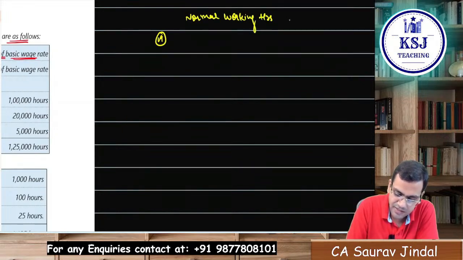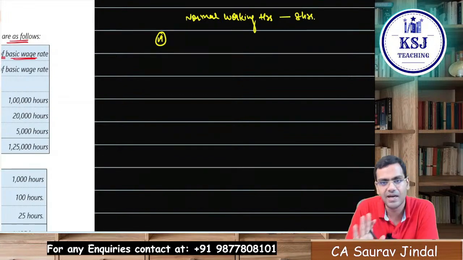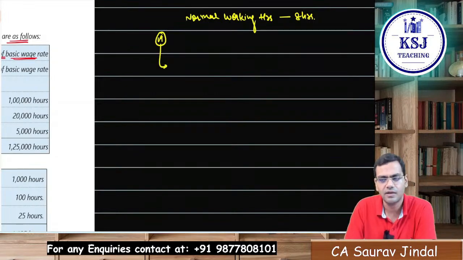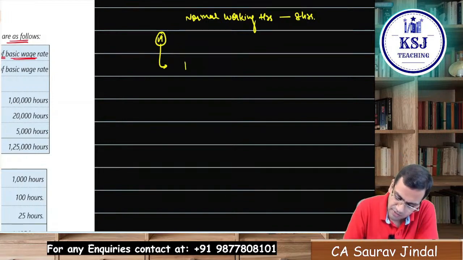The normal working hours, let's say, is 8 hours in a particular day, from Monday to Friday. Now this is worker A. He is a very hard working worker, very dedicated. He is like, I will work more. So he is working, let's say, for 10 hours.